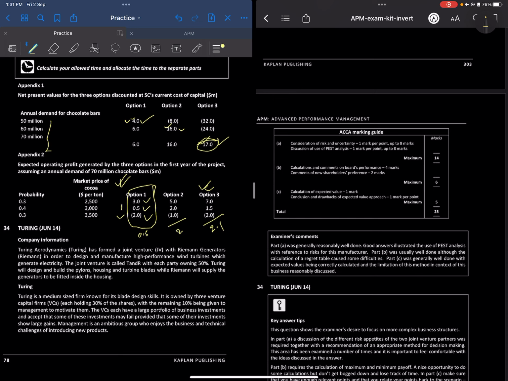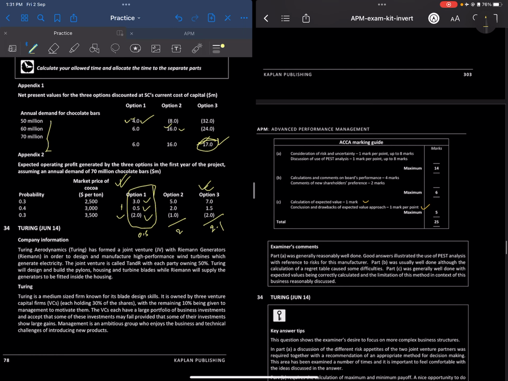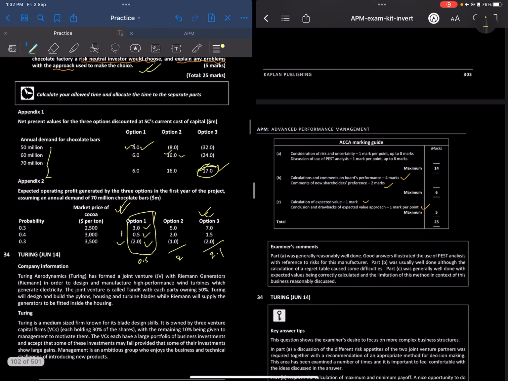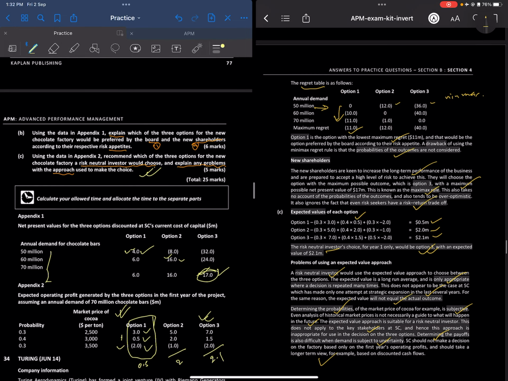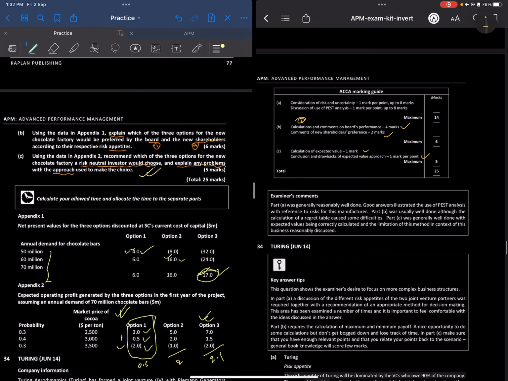And then what is that? Calculation of expected value is 1 mark, and conclusion and drawback is 1 mark per point, okay? So calculation is very little over there, just 1 mark only. So calculation and comment on board performance, 4 marks. Comment on new shareholders is 2 marks, okay? So that's a good amount of distribution over there. Just calculation is only 2 marks, right?